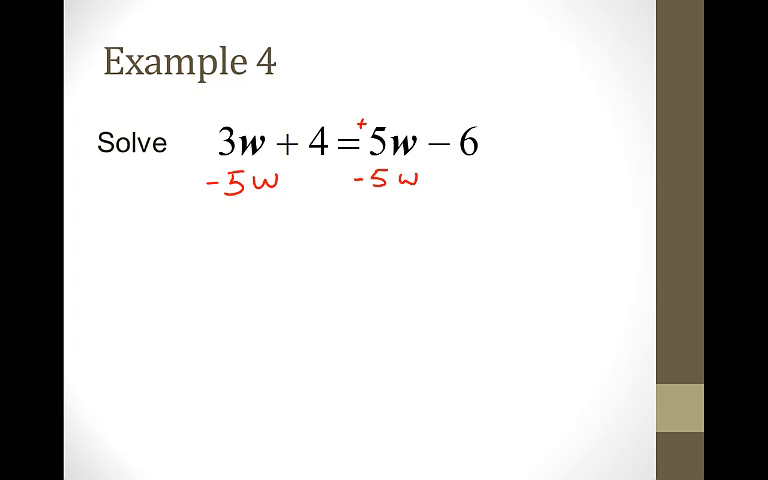Now we could subtract 4 in the same step, but I'm going to wait and do that in the next step. But you're certainly welcome to do that. So 3w minus 5w, negative 2w, plus, then bring down your 4, equals negative 6.